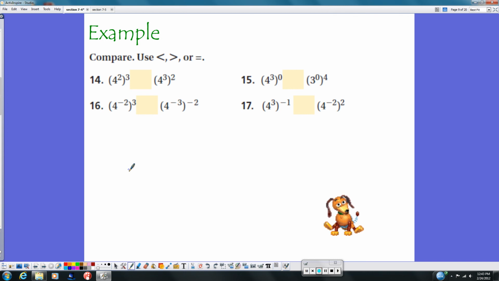Let's compare using greater than, less than, or equal to. On this side, our exponent would be 6, and on this side, our exponent would be 6, so those are going to be equal. Here we have 3 times 0, which is 0. Here we have 0 times 4, which is 0. Anything to the 0 power is 1, so these are going to be equal. Here we have negative 2 times 3, which is a negative 6. And here we have negative 3 times negative 2, which is a positive 6. So the positive 6 is going to win out on that one. And here we have a negative 3 versus a negative 4. The negative 3 is going to win out on that one.